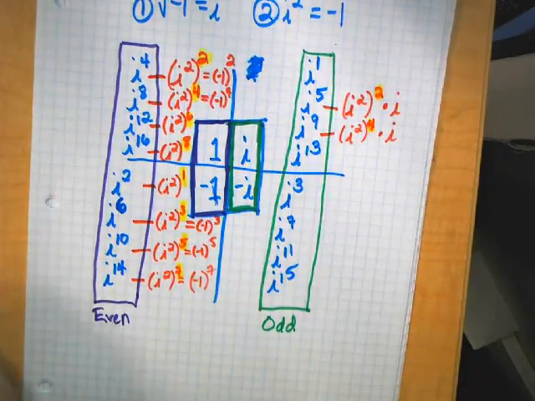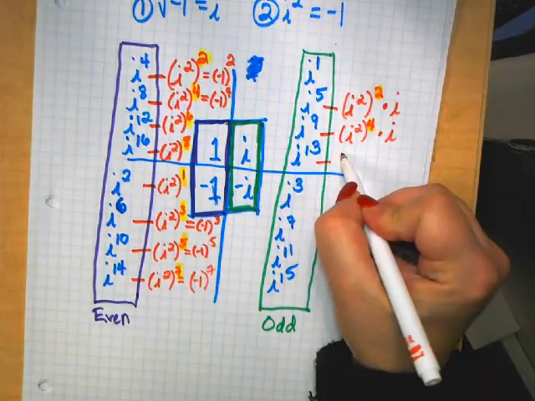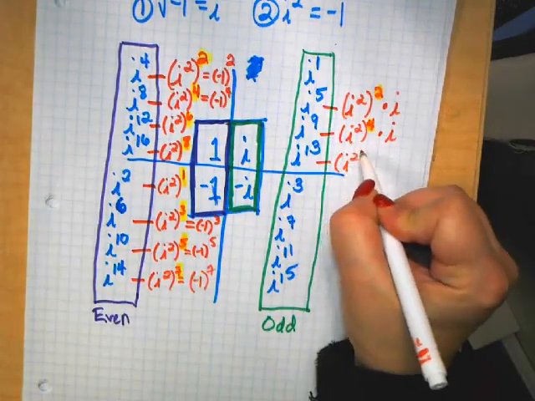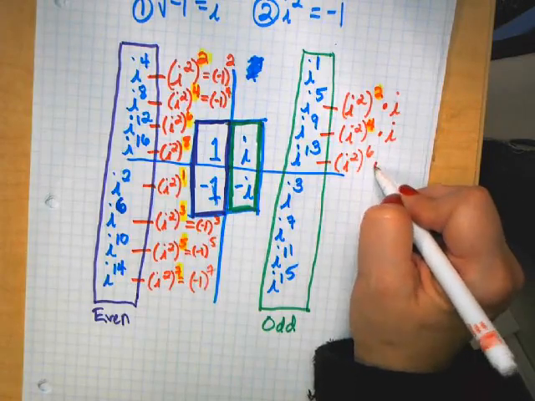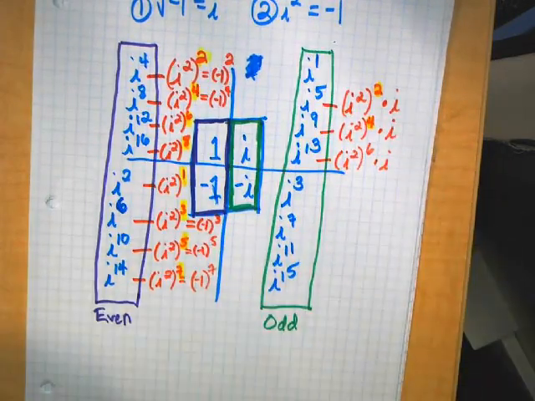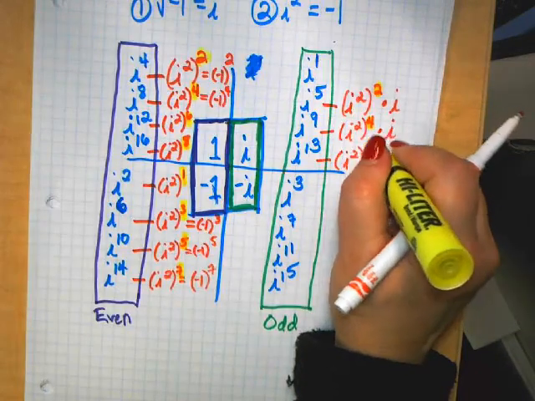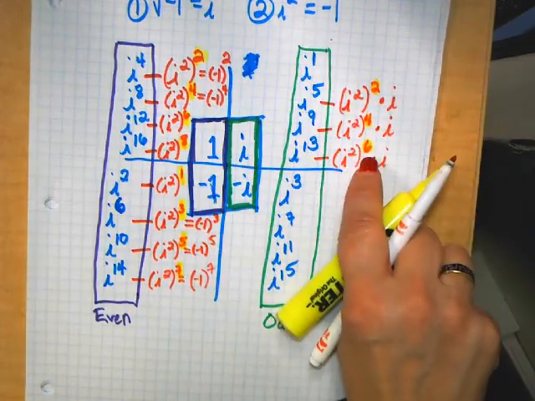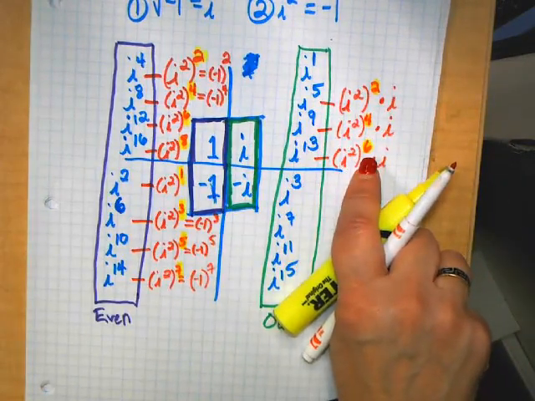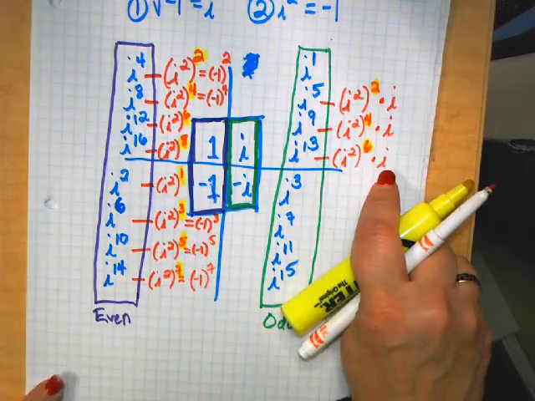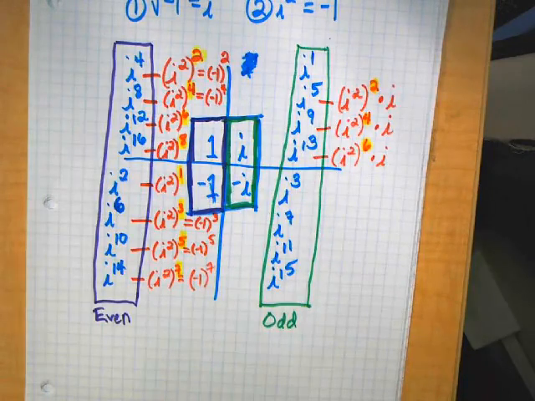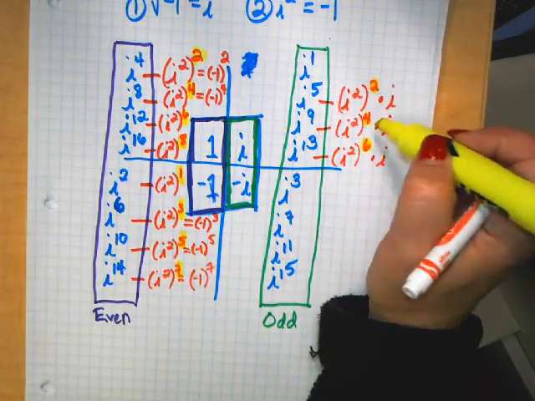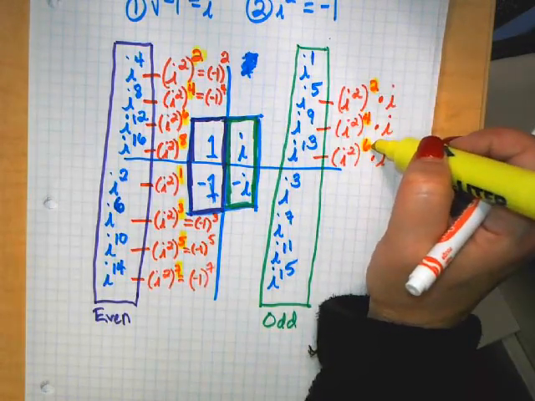i to the 13th can be written as i squared to the 6th. It has 6 pairs of i's with an extra. Raising negative 1 to the 6th power gives us 1. 1 times i is i. You'll notice that again we have an even number of pairs of i's, resulting in a positive answer.